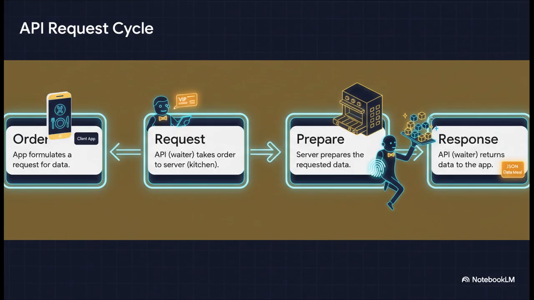That's the API. The waiter takes your structured request to the kitchen. The kitchen prepares exactly what you asked for, and finally, the waiter brings the finished dish, the data, right back to your table. The API manages that entire conversation, from the request all the way to the response.